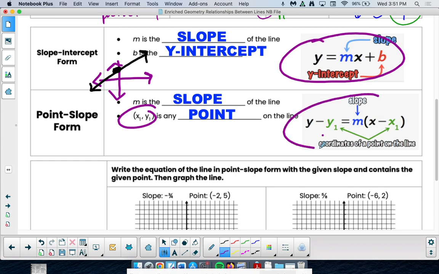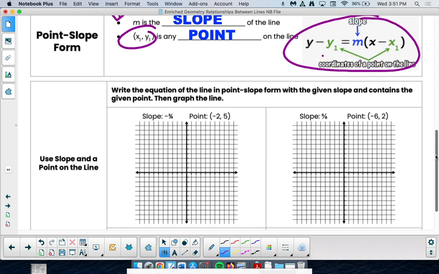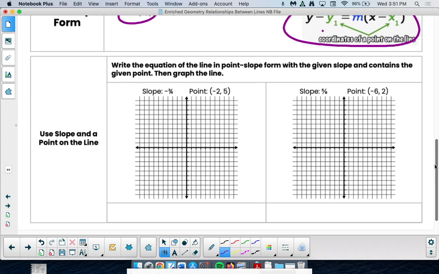Please make sure you have these two equations written down in your notes in the blank space where it says slope-intercept form and point-slope form. Let's see what this looks like. It says write the equation of a line in point-slope form with the given slope and contains the following point. Then graph each line. Again, slope is our m, and each point has an x1, y1.